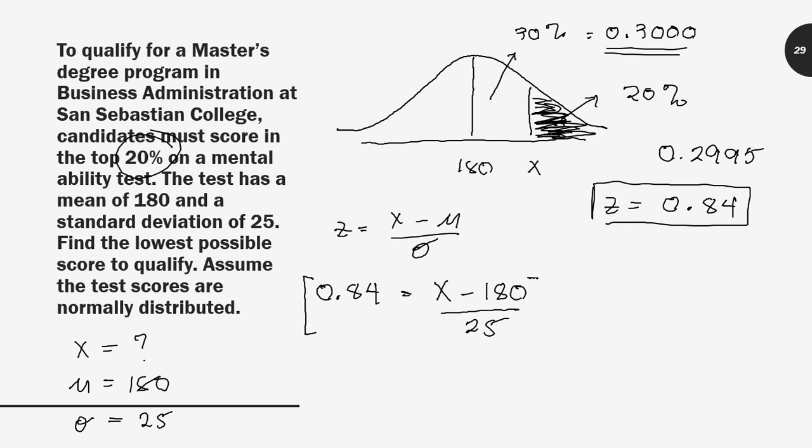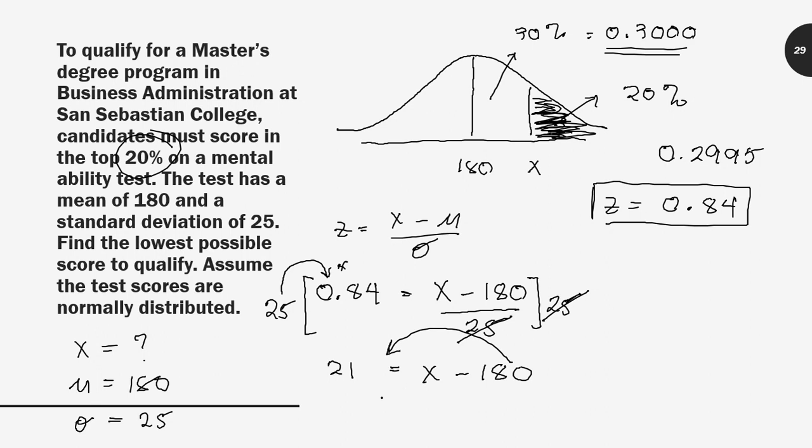So paano natin yan matatanggal? By multiplying both sides ng 25. So 0.84 times 25, meron po tayong 21. Ulitin ko, paano ko nakuha si 21? Si 25 po, minultiply ko po dito kay 0.84. Okay? And then equal, so makakancel to. So matitira po dyan is yung x minus 180.